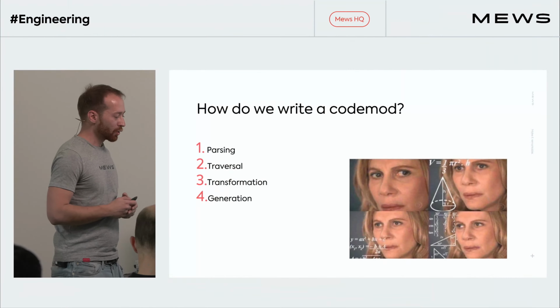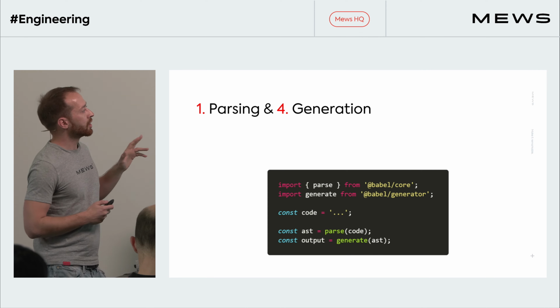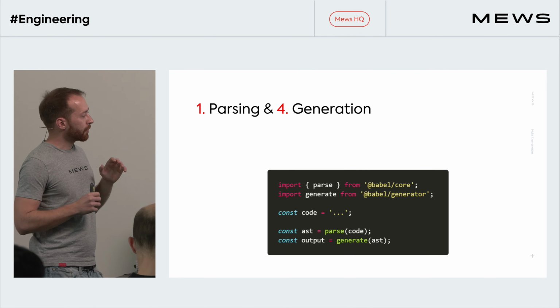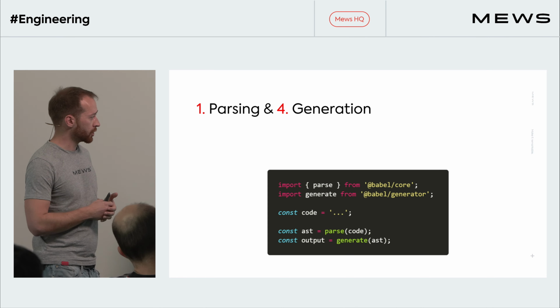Anybody? We remember the math lady. She was telling us, it's 4 key steps. It's parsing, traversal, transformation, and generation. So let's check how we do it with Babel step by step. First, parsing and generation, because it will provide us with some nice framing of the code mode, as they are inverse operations.